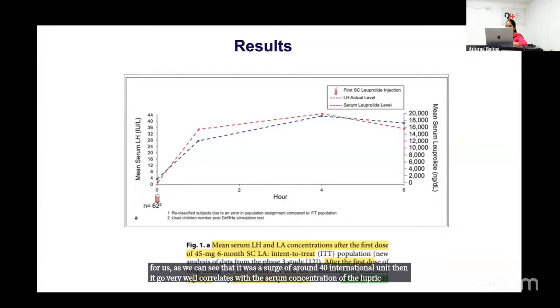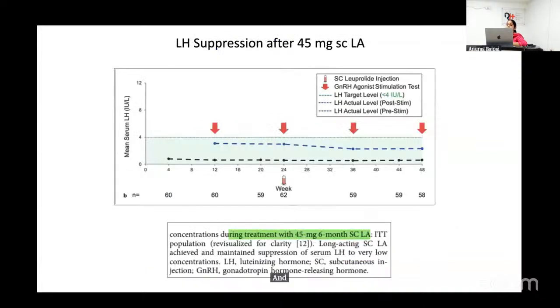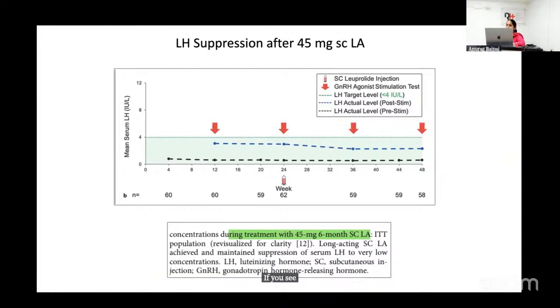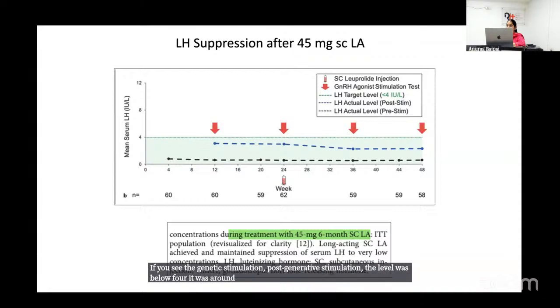Then it becomes stable. They compared the GnRH stimulation test and this 45 milligram 6 monthly dose, and found suppression in both cases, less than 4. This 45 milligram was given at a 24 week interval. If we see the black line, the LH level was between 1 and 2, I would say, below 1. And post GnRH stimulation, the level was below 4, around 3 international units per liter.